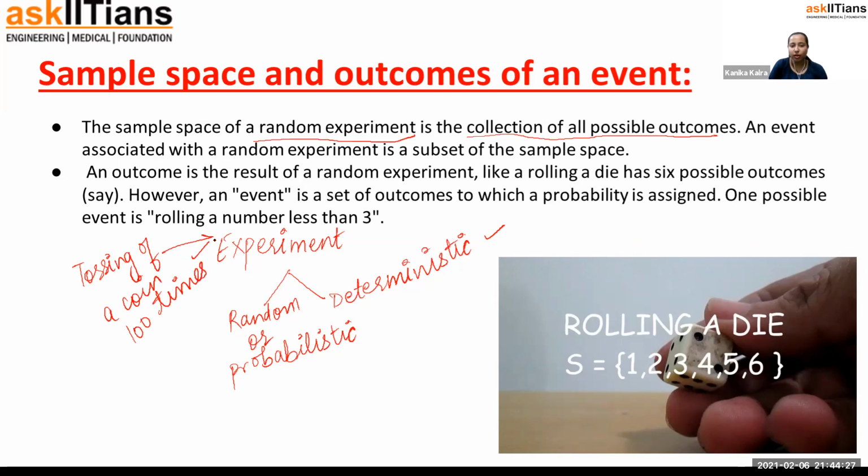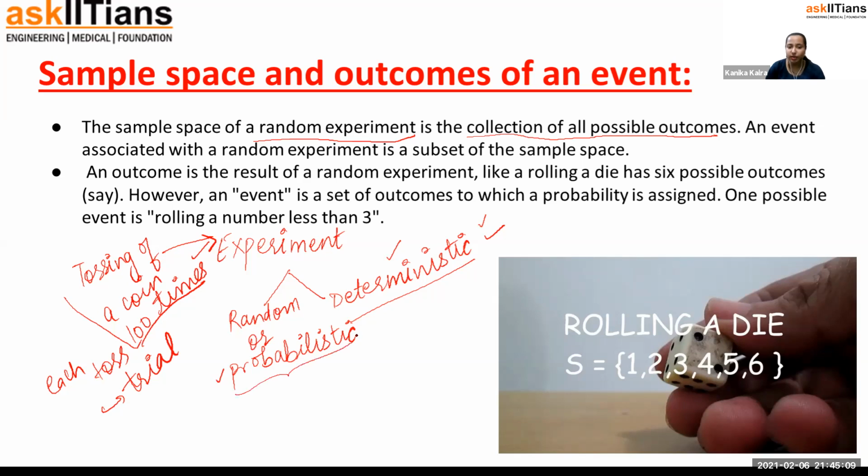So this tossing of a coin 100 times is known as an experiment, and each toss is known as a trial. So basically, in this experiment of tossing a coin 100 times, there are 100 trials in this. Now, experiments are of two types, probabilistic and deterministic. Let's talk about deterministic first. Deterministic means the result of the experiment is known to you beforehand. Like if you do some experiment in science, you know the result beforehand. That's known as a deterministic experiment.